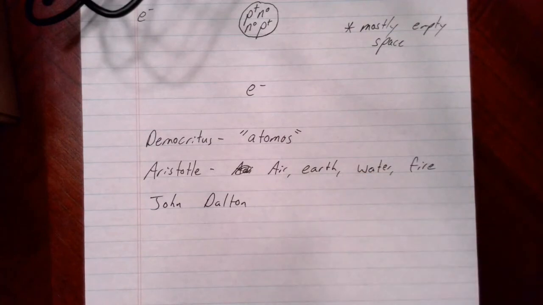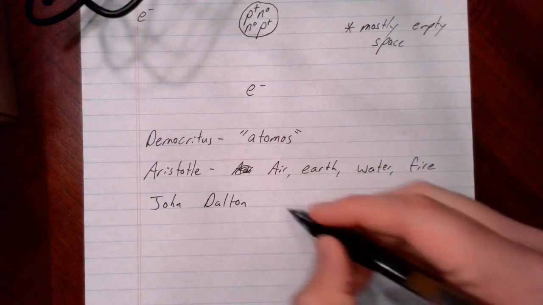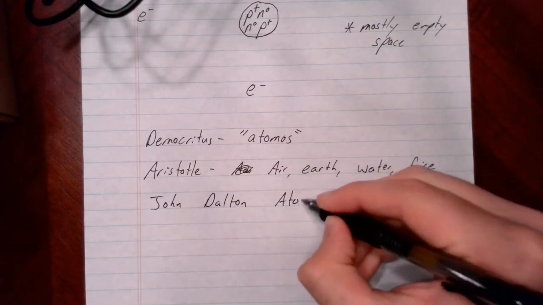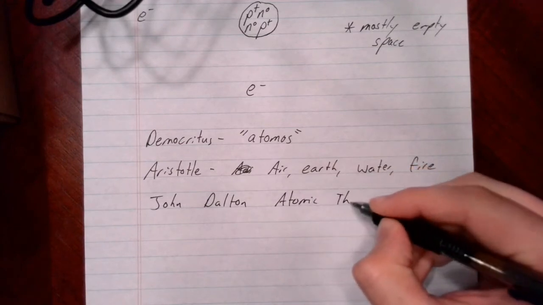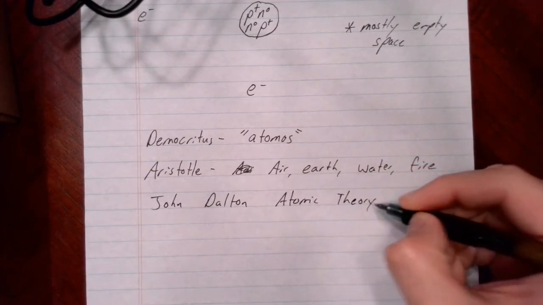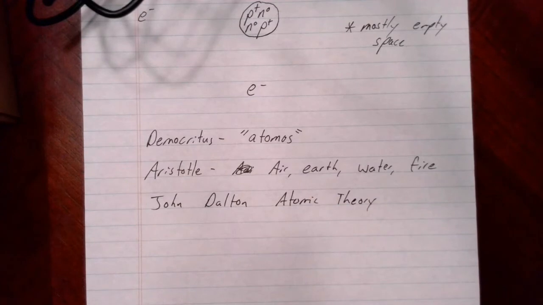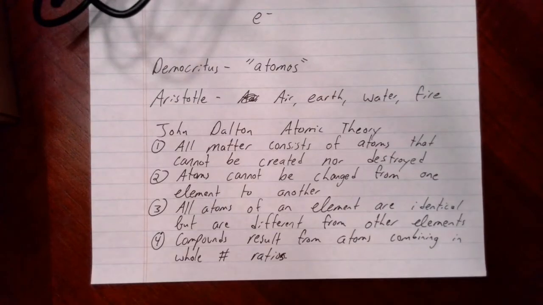So John Dalton proposed what we call the atomic theory. Okay, so Dalton's theory had four main parts, or four main postulates. So here are the four postulates to Dalton's atomic theory. We'll talk through them and then we'll talk about some of the issues with them.